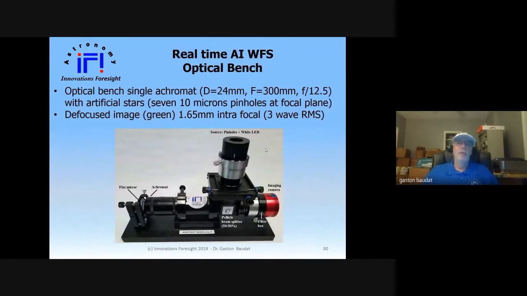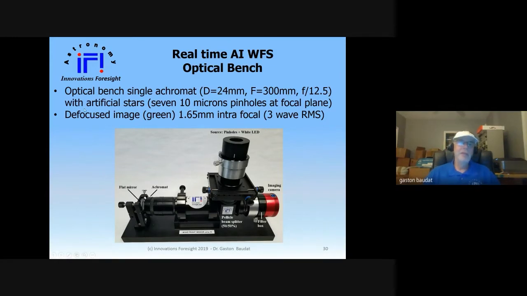So this is an example of a bench. I told you before, I usually show you the bench live during the presentation, because that's where people get a better idea of the reality. So the bench is a very, very small refractor. I made it such that I can carry it with me in carry-on luggage on a plane when I go from one conference to another. But it's very close to what you actually do. It's an optical bench with a single achromat. It's roughly an inch, with a focal length of 300 millimeters at f/12.5.